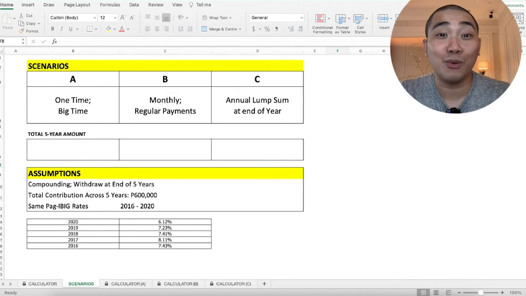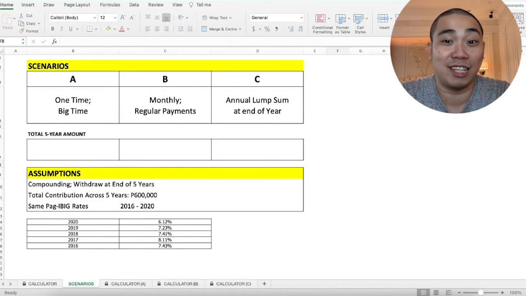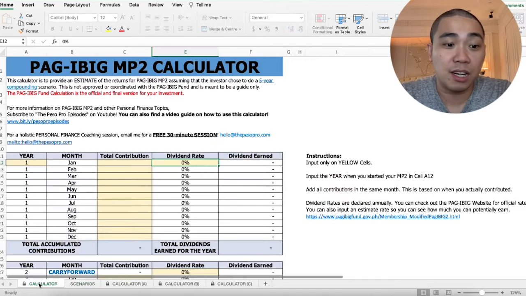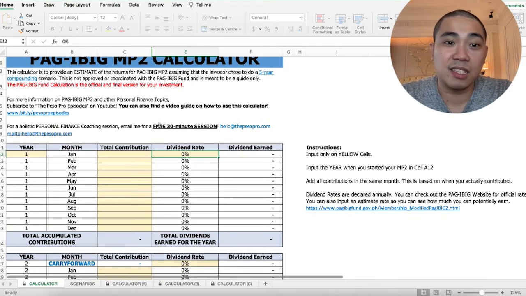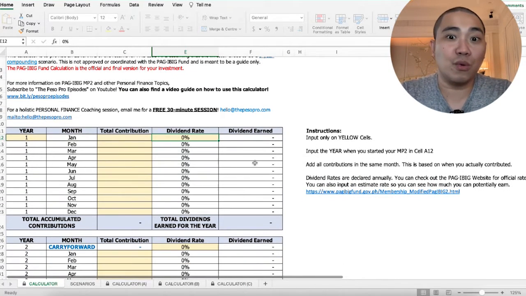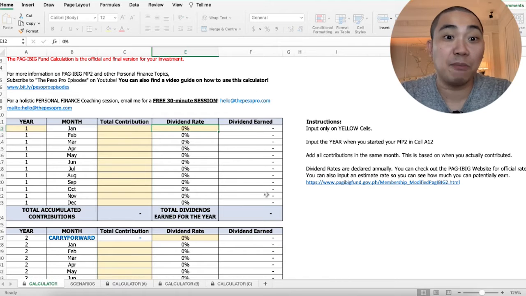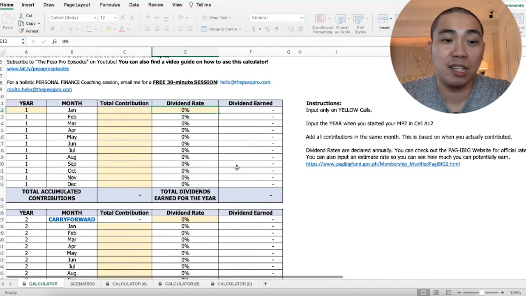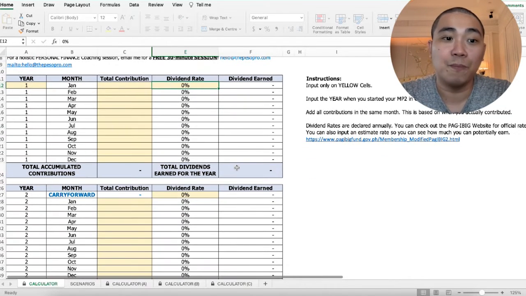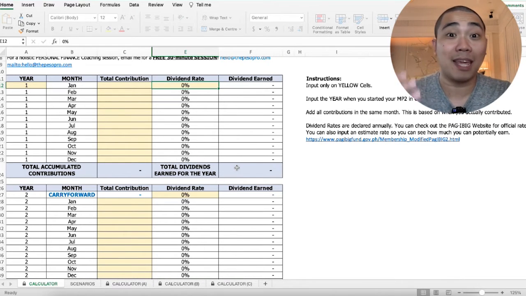Right, so we're gonna go through those scenarios para ma-explain ko rin sa inyo yung calculator that is right in front of us. So here, what this does is basically it gives you a simulation nung 5 years, right? So dito, ina-assume ko that you will really accumulate your contribution. So kung nag-annual ka kasi na payout ng dividends, walang masyadong math, right?